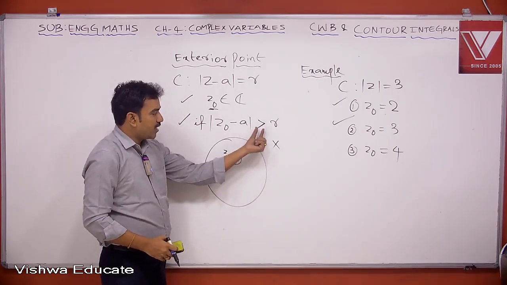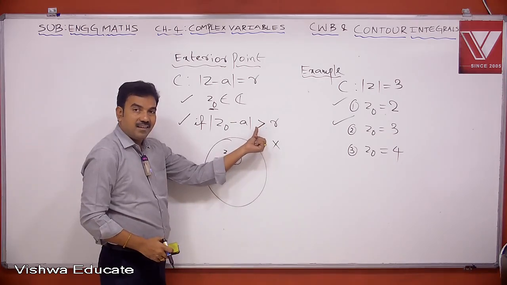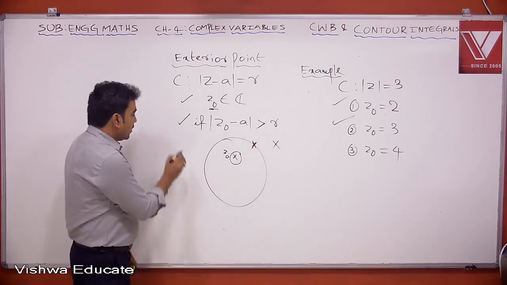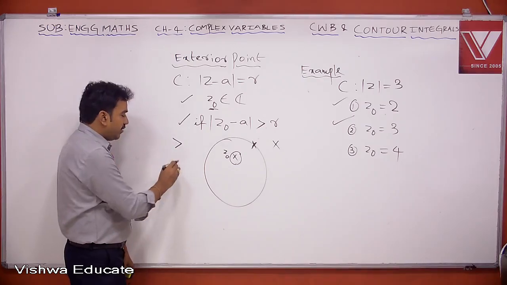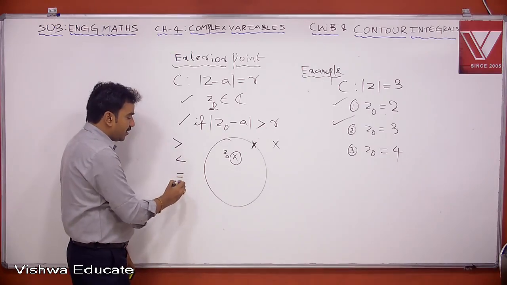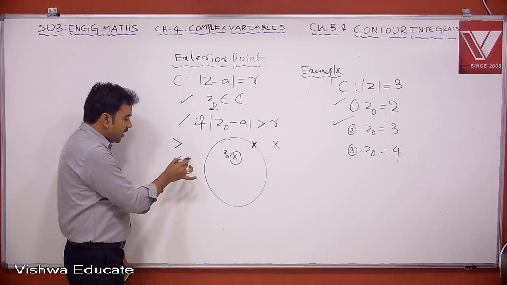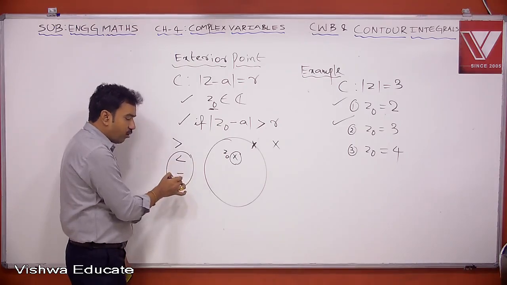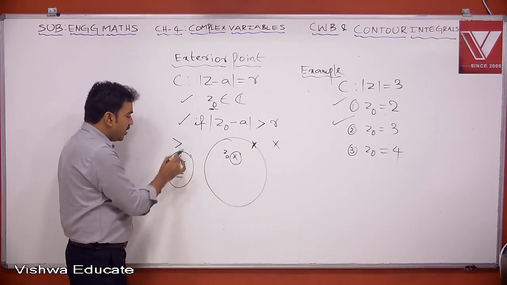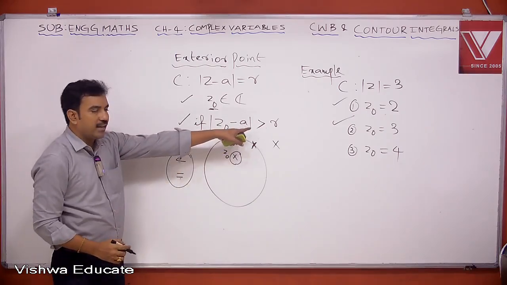Therefore, outside is denoted by greater than, and inside is denoted by less than. If it is greater than, outside. If it is less than, inside. If it is equal, it lies on the boundary of the circle. In both cases, whether it is less than or equal, it is called an interior point. If it is greater than, then it is called an exterior point.